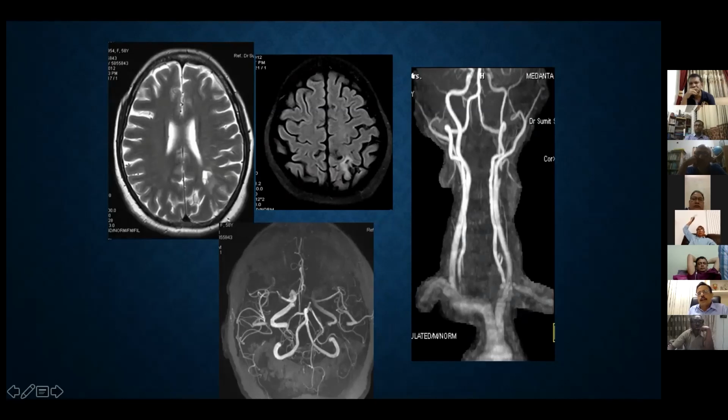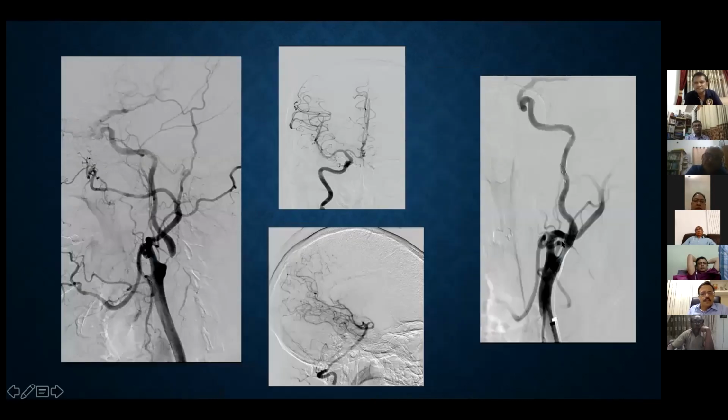Once you do intervention, it will expand. So it should never be reported as long segment stenosis. It is just a collapsed artery because of slow flow in the artery. This DSA shows a good artery here, and we intervened and opened up the artery.